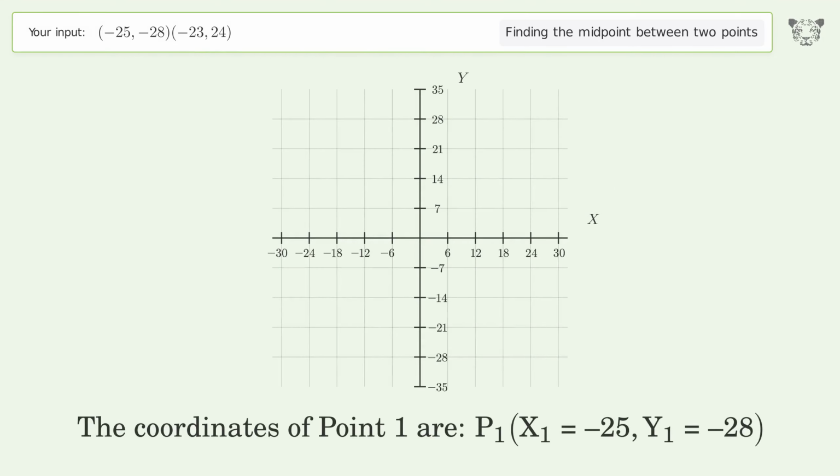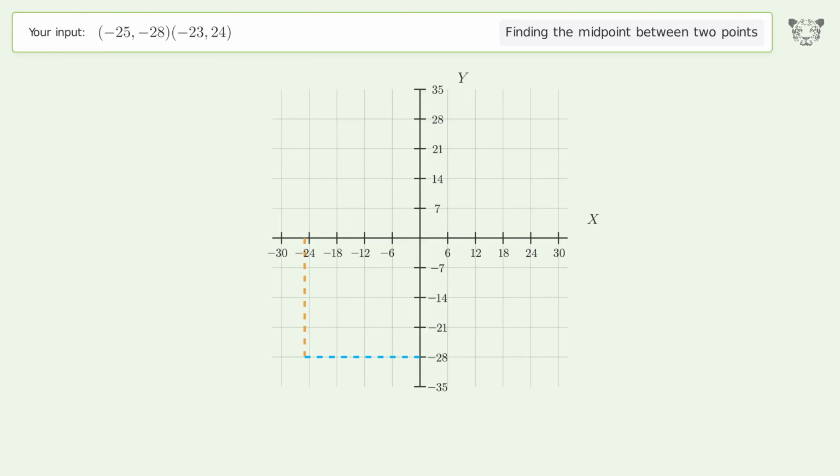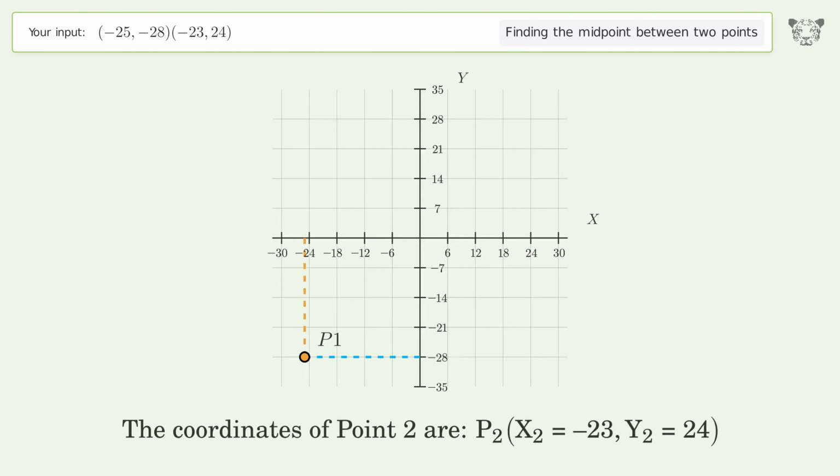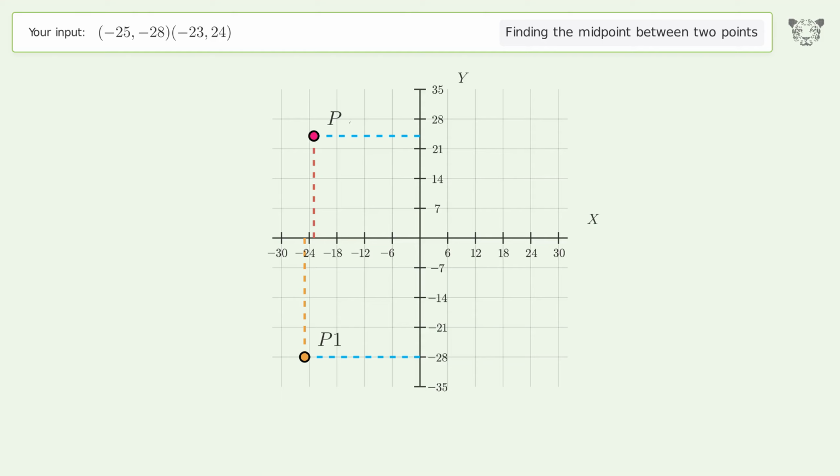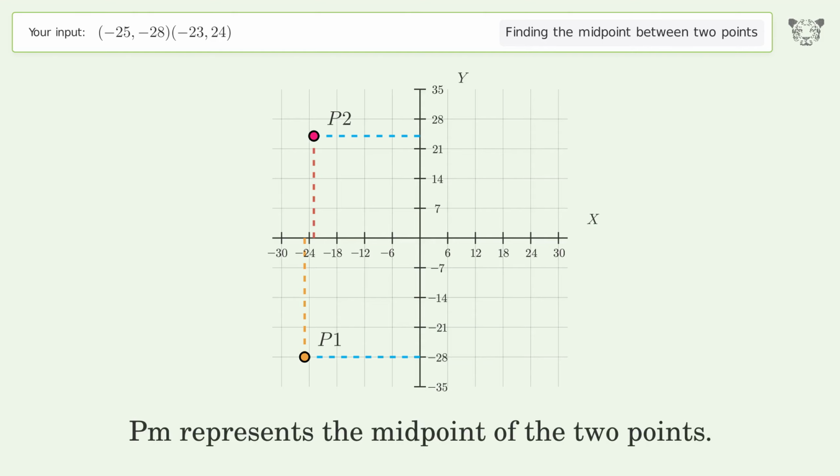The coordinates of point 1 are, x1 equals -25, y1 equals -28. The coordinates of point 2 are, x2 equals -23, y2 equals 24. PM represents the midpoint of the 2 points.